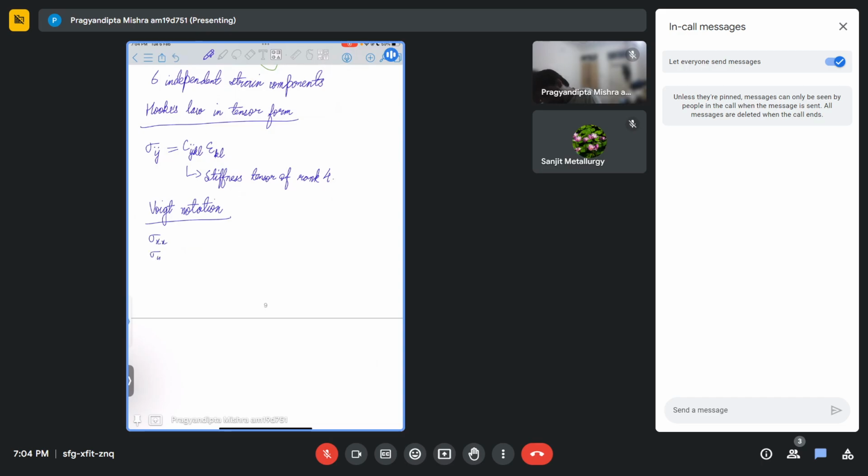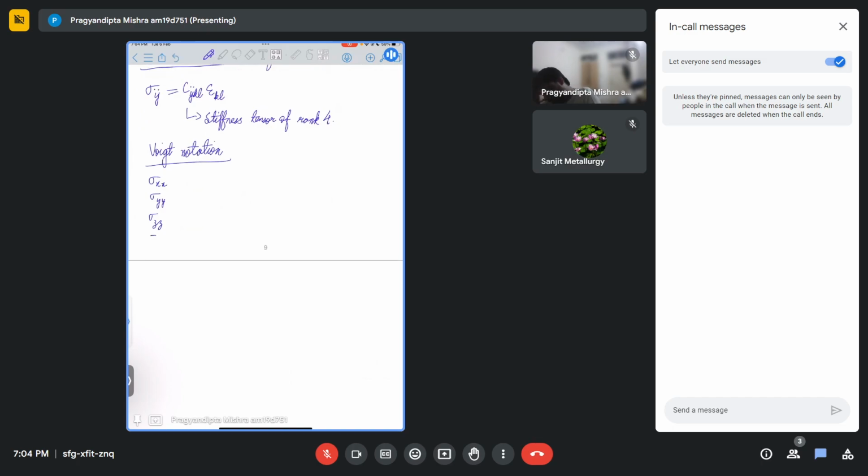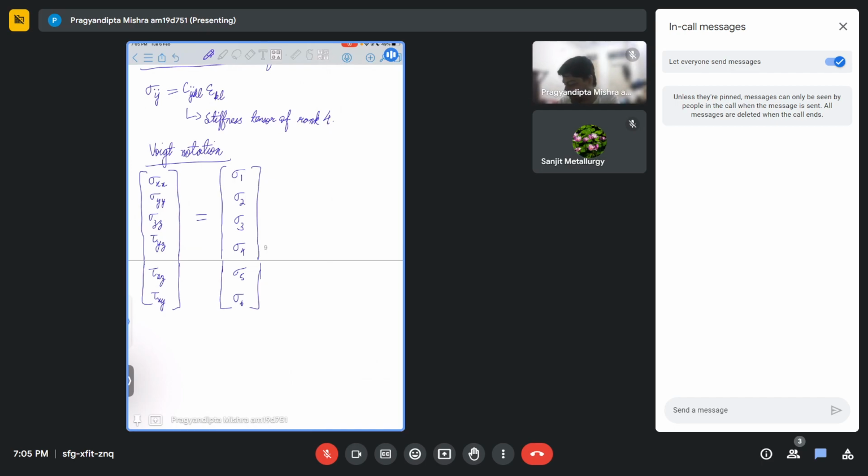Here, your sigma xx, sigma yy, sigma zz, tau yz, tau xz, and tau xy are equal to your sigma 1, sigma 2, sigma 3, sigma 4, sigma 5, and sigma 6. Now, how does this help us? What we have done is reduce the rank of the stress matrix from 2 to 1, right? Similarly, for strain also we can write epsilon xx as epsilon 1, epsilon 2, epsilon 3, epsilon 4, and so on.